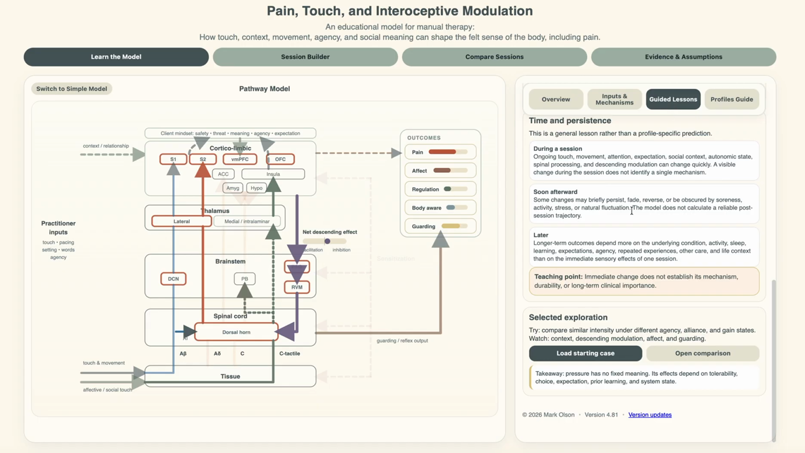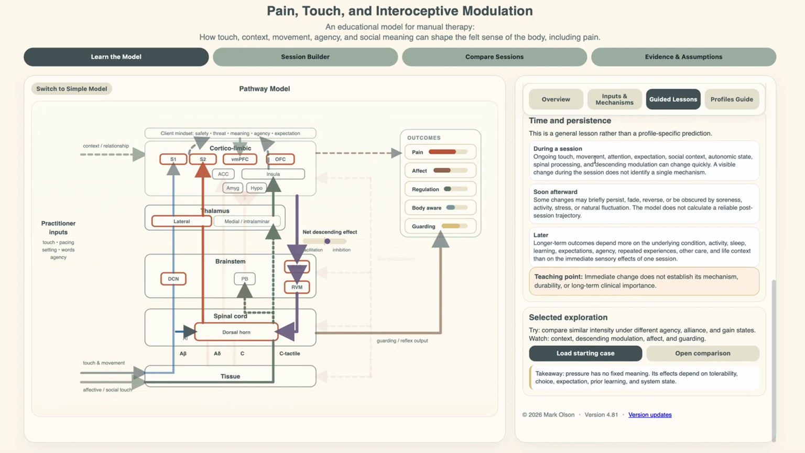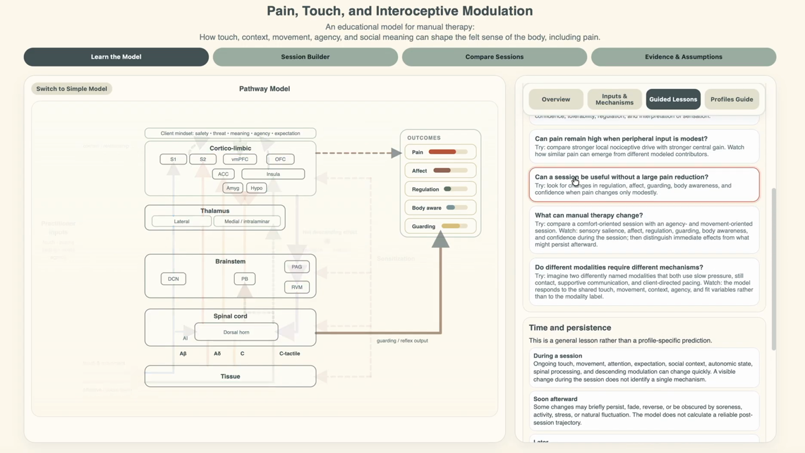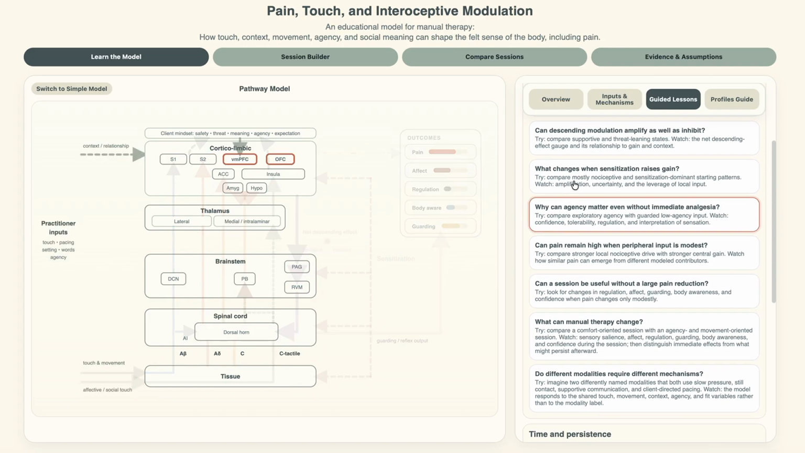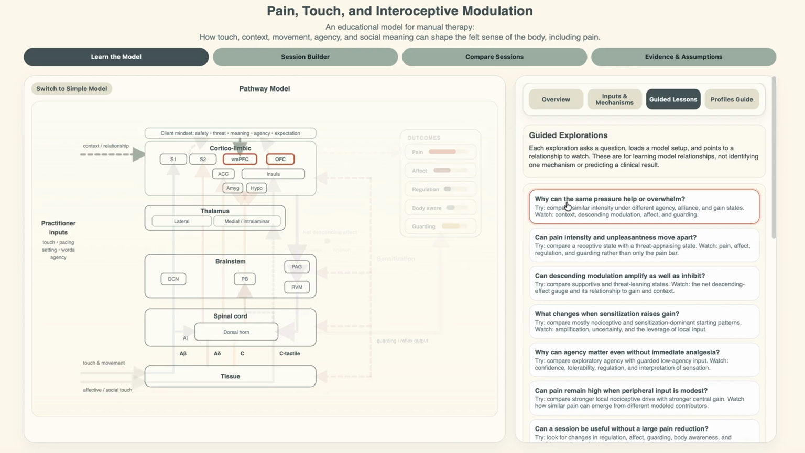There are also guided explorations that use the model to examine particular questions about manual therapy. So you can look at those here. You can ask questions about particular aspects of this topic and see which parts of the model are relevant to that question. Now let's move over to the session builder.